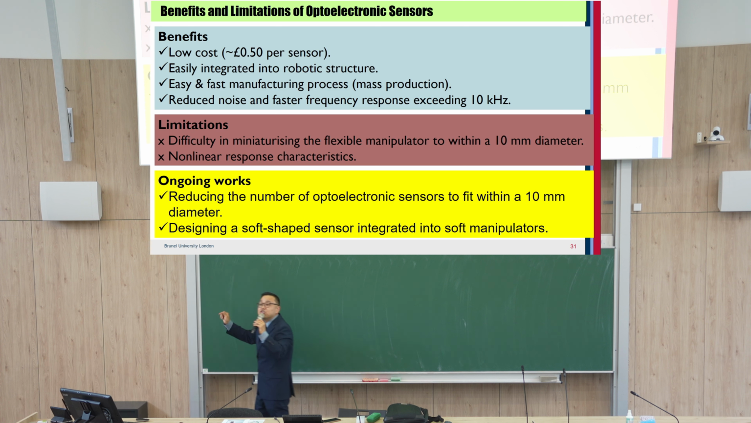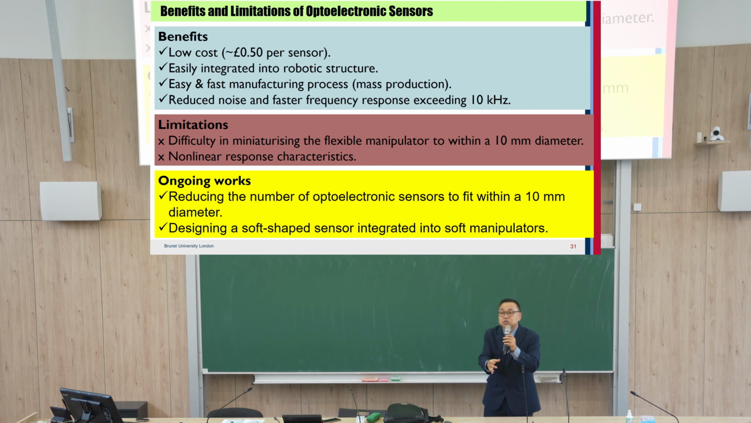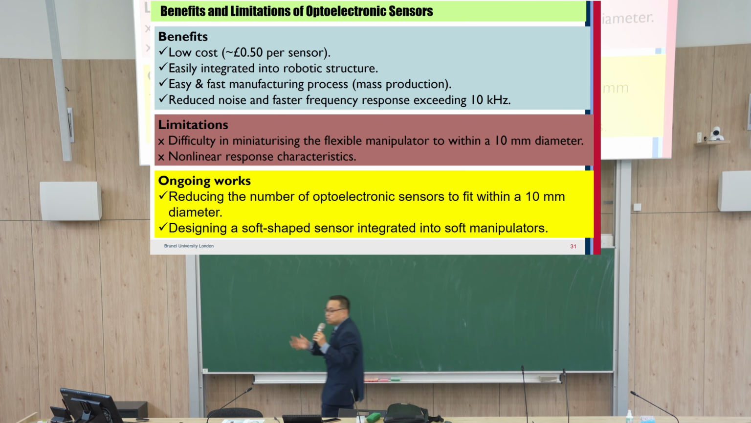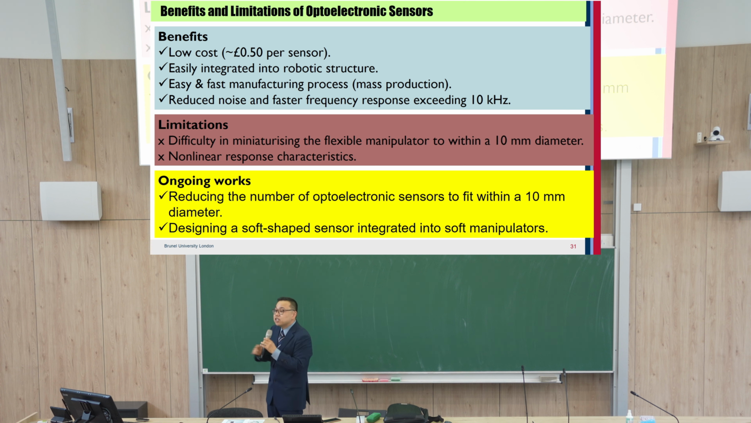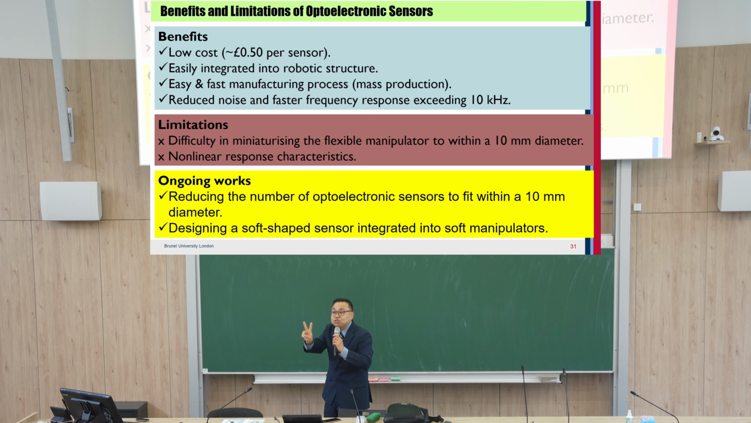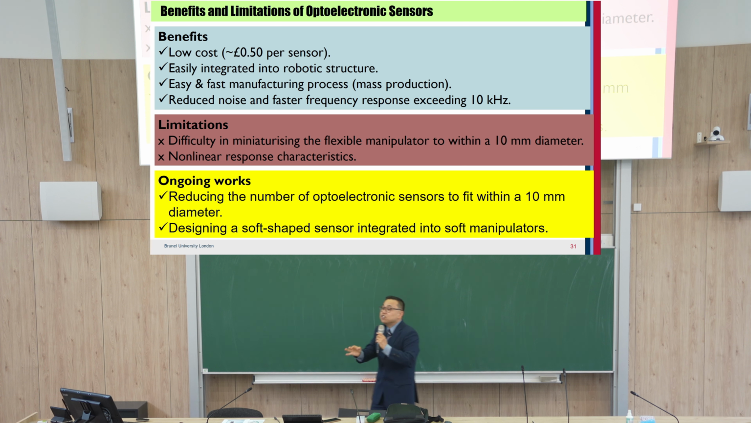The limitation is miniaturization. We can only implement a 22 millimeter diameter flexible manipulator, but actual medical devices should be smaller than 10 millimeters. Ongoing work: to measure the 2 degrees of freedom, I use 2 optoelectronic sensors, right? But now I'm using just 1 to estimate both angles using machine learning. Using machine learning it is possible, but without machine learning, it's impossible.